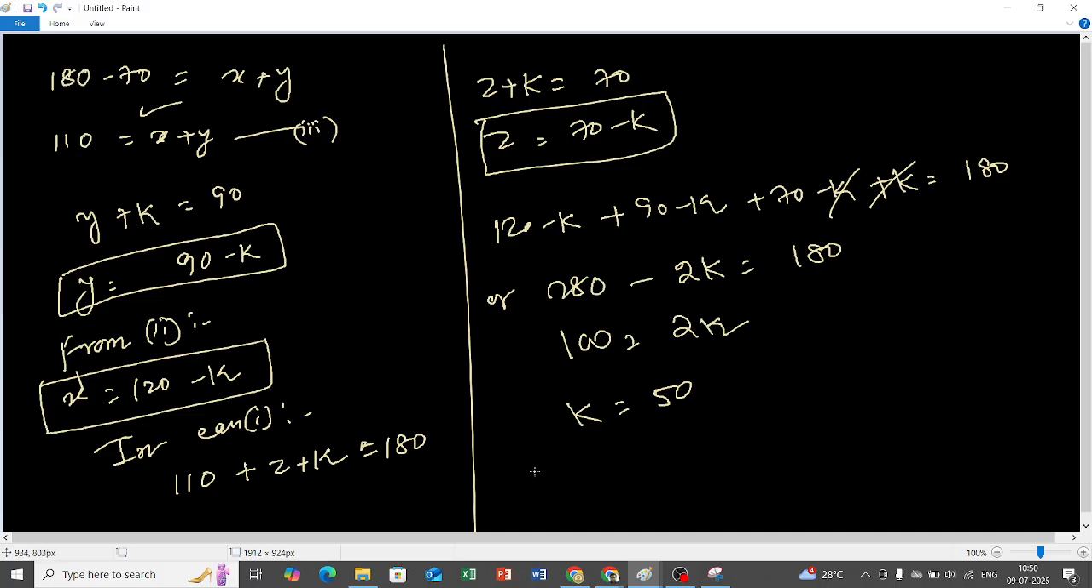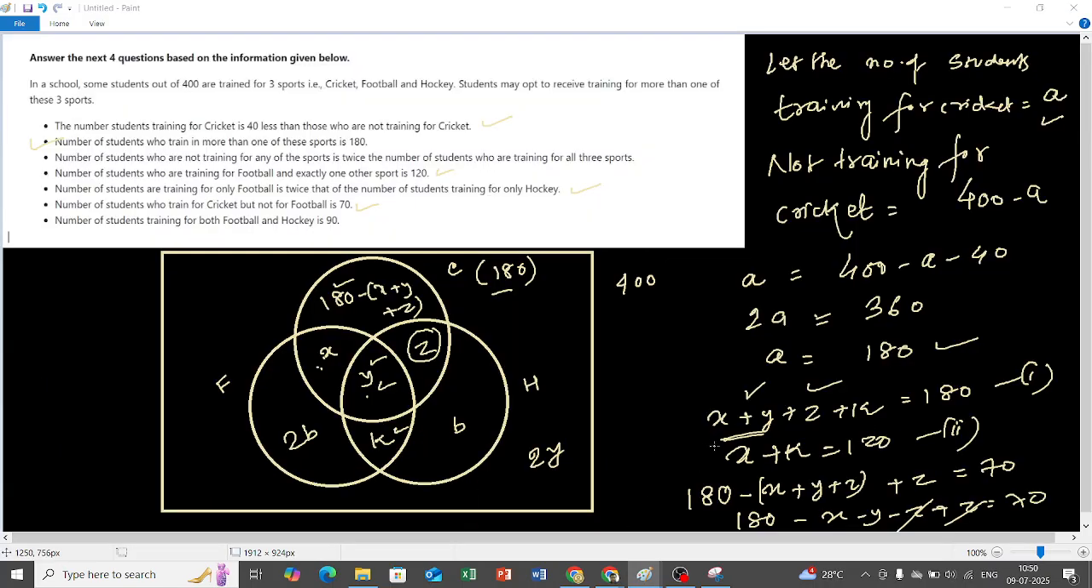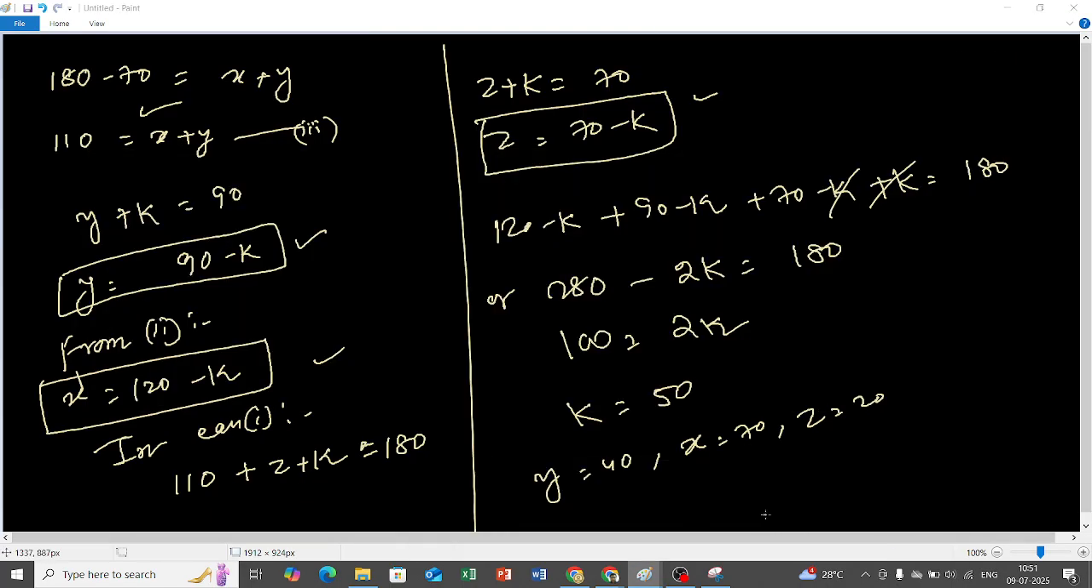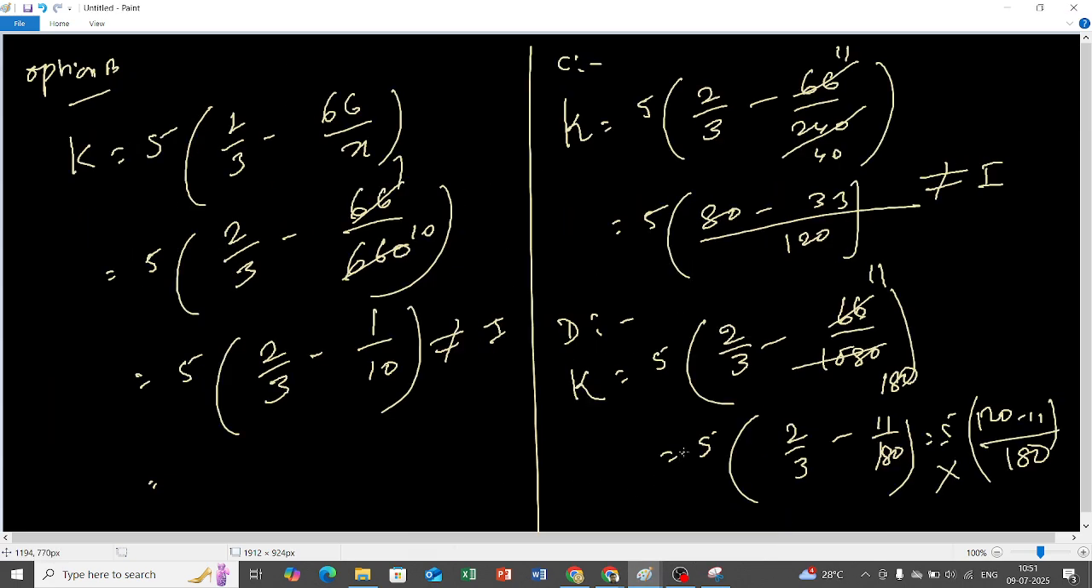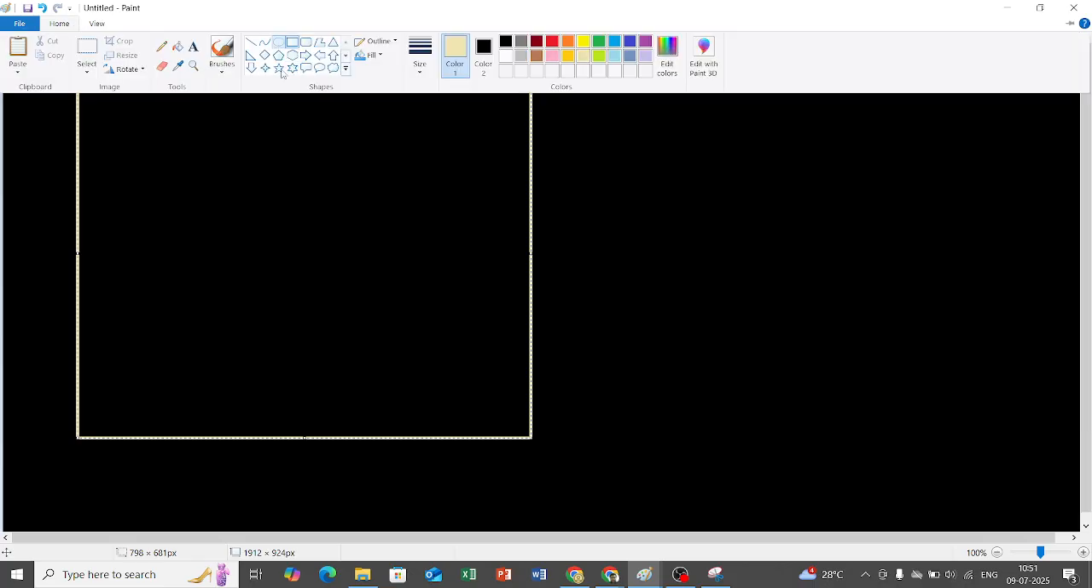So k is 50. Now we can get each of these values. y is 40, x is 70, z is 20, right? We got all these values. Now what we will do, let us replace, I will redraw this diagram, where I will replace all the empty values, all the variables in the Venn diagram with these values, and once the Venn diagram is made, our work will become very easy.